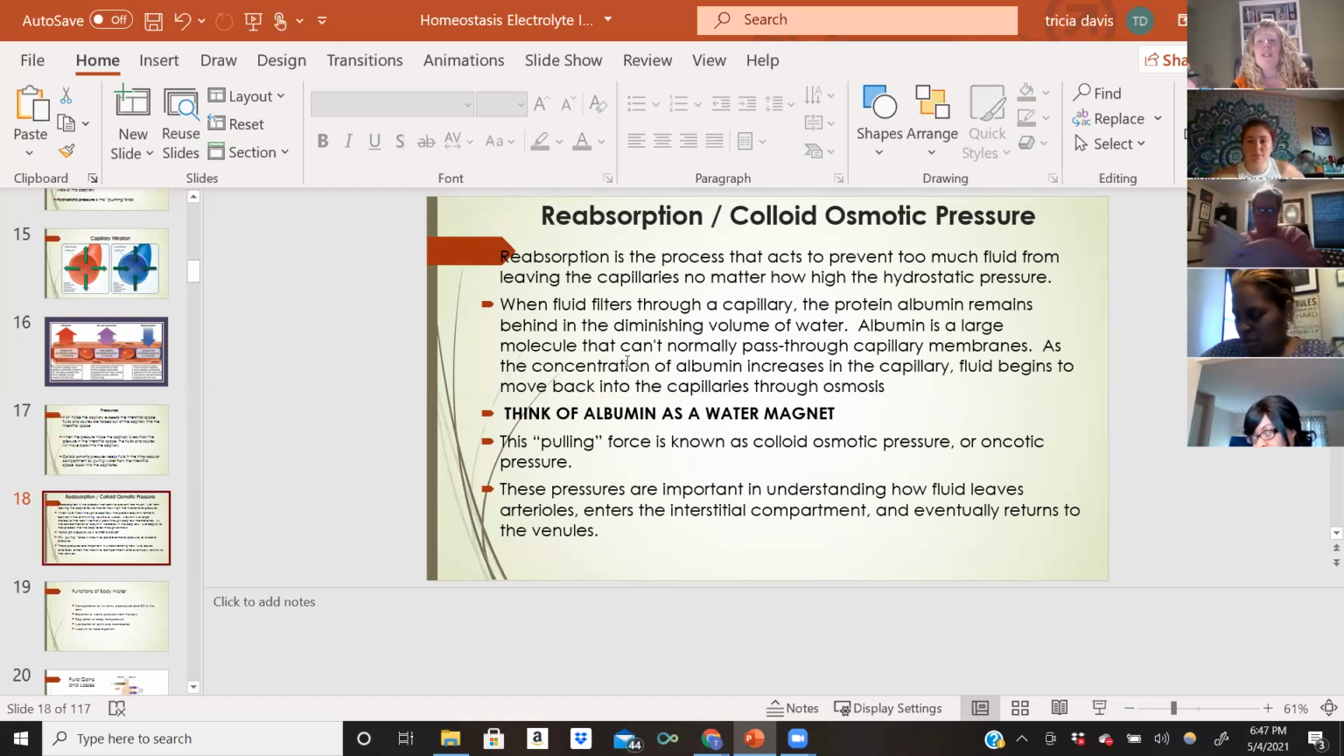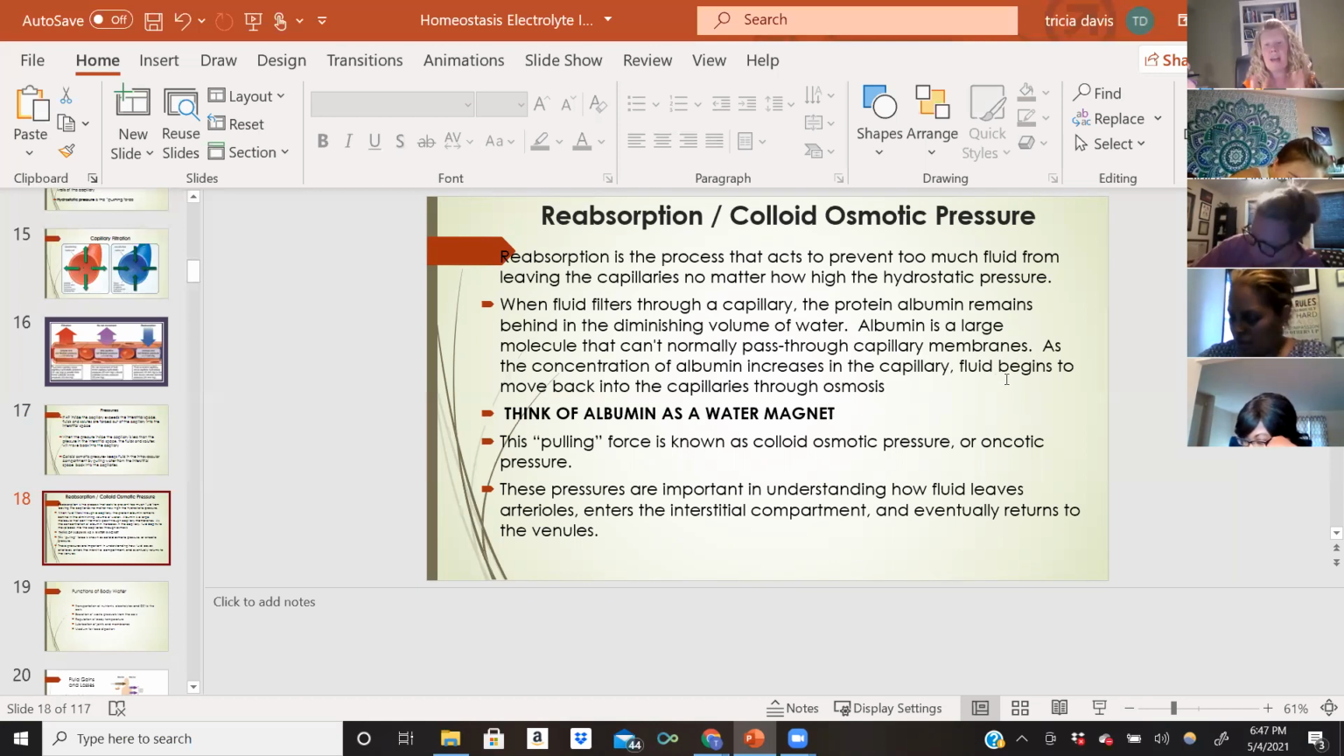So reabsorption, or colloid osmotic pressure, is the process that acts to prevent too much fluid from leaving the capillaries, no matter how high the hydrostatic pressure gets. So when fluid filters through the capillary, the protein, what we call albumin, is going to remain behind in that diminishing volume of water that just went through the capillary. Albumin is a very, very large molecule that normally doesn't pass through the capillary membranes. As that concentration of albumin increases in the capillary, fluid then moves back into the capillaries through osmosis.